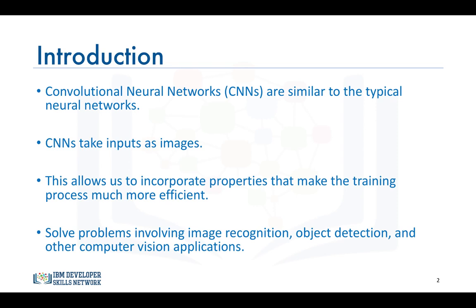So then, what is different with these networks and why are they called convolutional neural networks? Well, convolutional neural networks, or CNNs for short, make the explicit assumption that the inputs are images, which allows us to incorporate certain properties into their architecture. These properties make the forward propagation step much more efficient and vastly reduces the amount of parameters in the network. Therefore, CNNs are best for solving problems related to image recognition, object detection, and other computer vision applications.